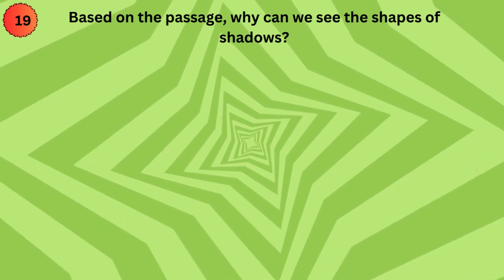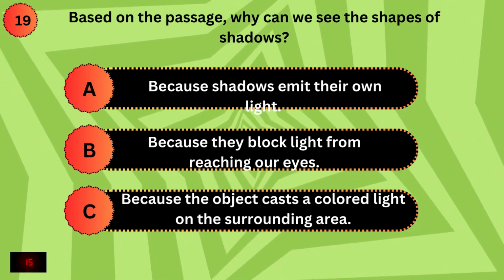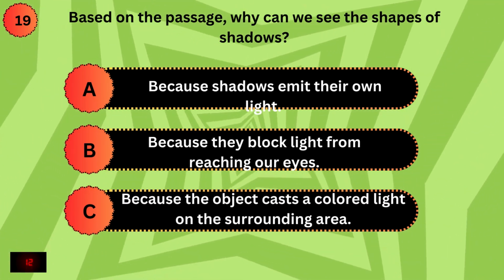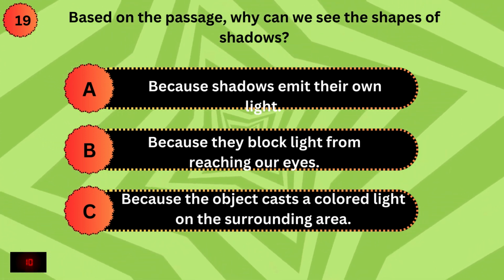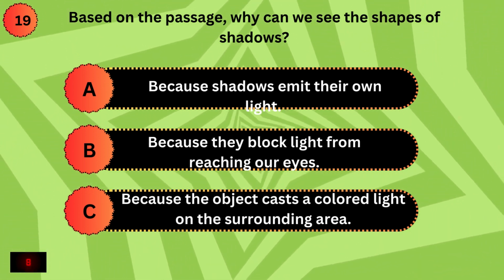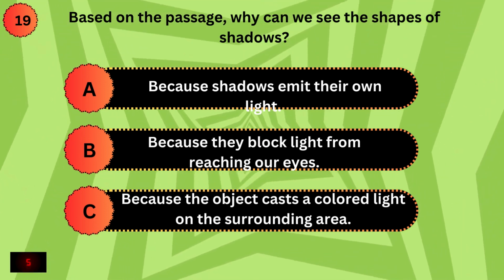Based on the passage, why can we see the shapes of shadows? A. Because shadows emit their own light. B. Because they block light from reaching our eyes. C. Because the object casts a colored light on the surrounding area.